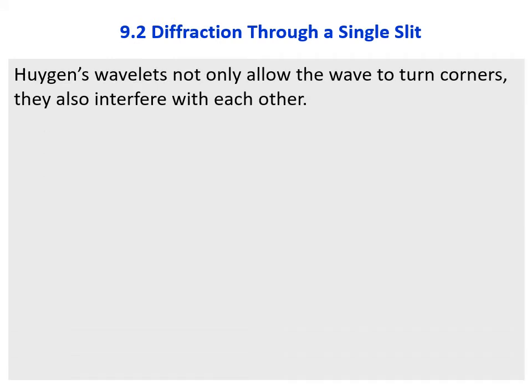So indeed, Huygens wavelets not only allow the waves to turn corners or diffract, it also allows for the wavelets to interfere with each other.